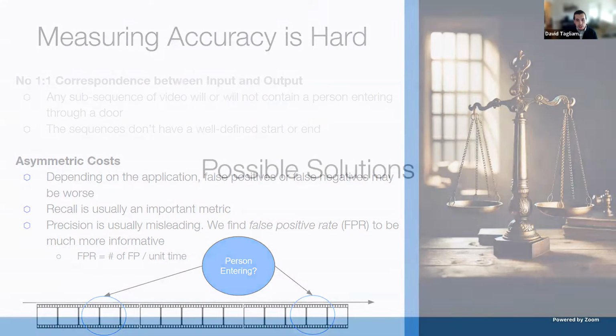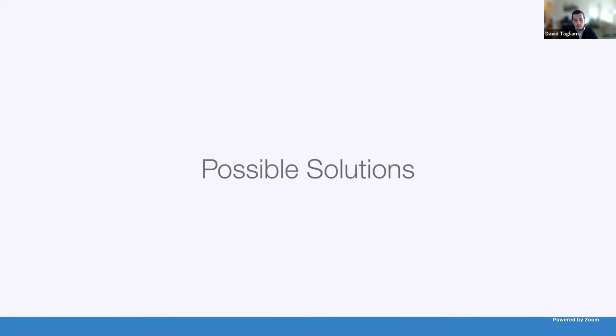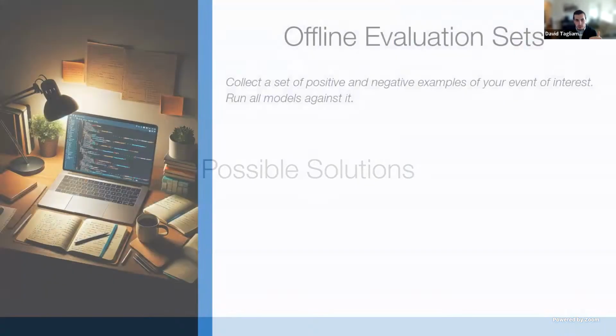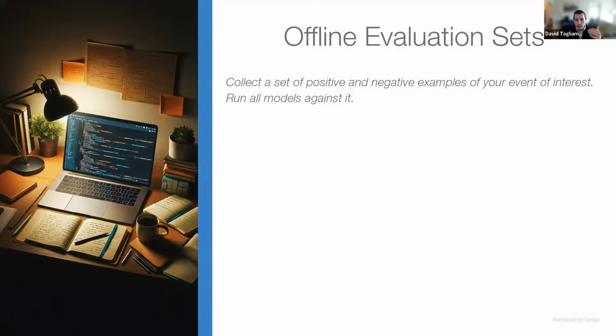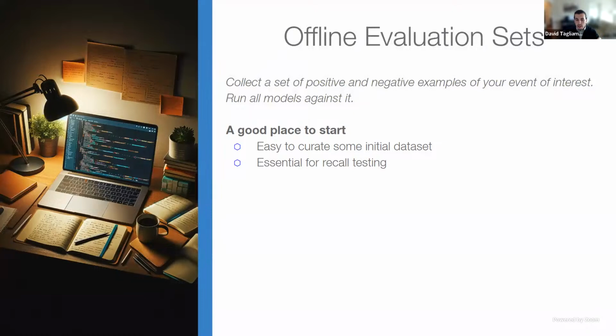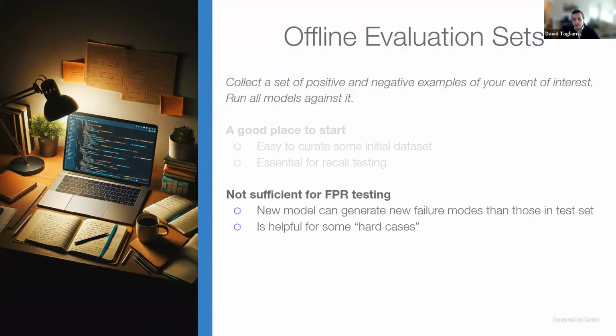So these are some of the challenges of making iterations on these real-time systems. And there's a couple of things you might think of. So the first one is the classic ML thing, which is you build a test set. So collect a bunch of positive and negative examples of your event of interest, and then you use this as your test set before you release models. And this is a good place to start. It's usually quite easy to get an initial data set depending on the application. And it is very important for recall testing. So this is an important component of an overall solution, but it has a number of limitations.